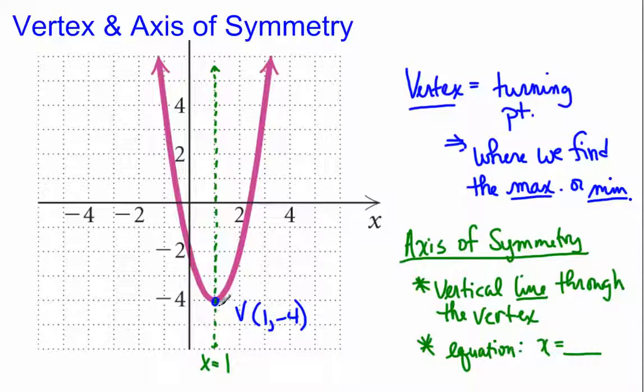All right. In this one, because it's the lowest spot, it's where my minimum is going to occur. My minimum is going to be -4. If it was a downward opening parabola, it would be where my maximum would be.